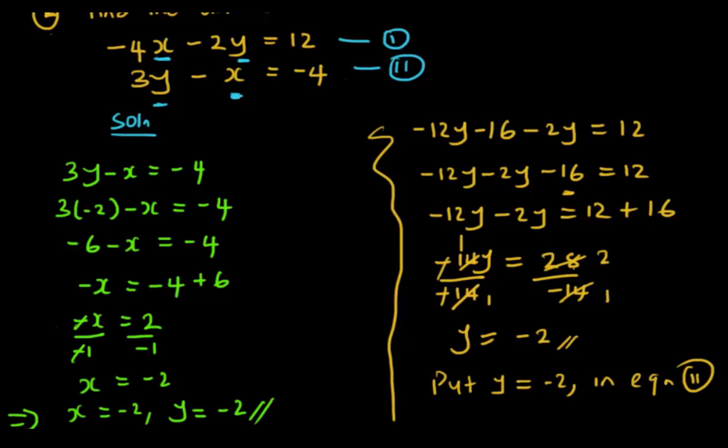Now I hope you understood this. Remember, the whole point of this video is that if equation 1 does not have a variable whose coefficient is 1 or minus 1, then it's better to make use of equation 2. Let's take an exercise.